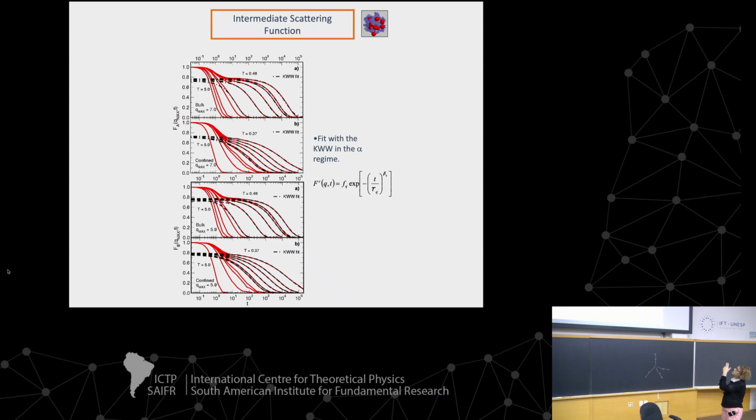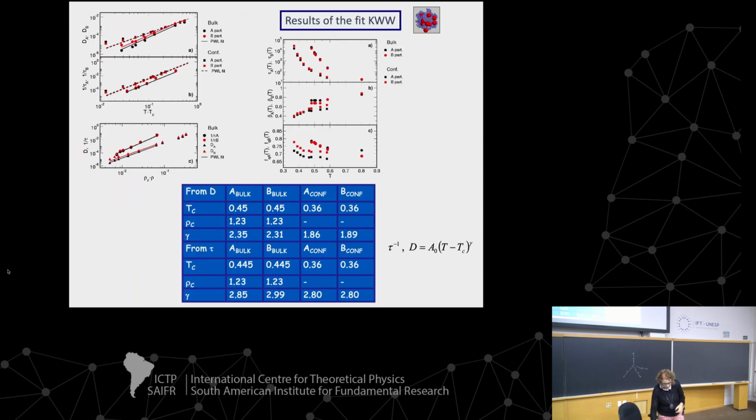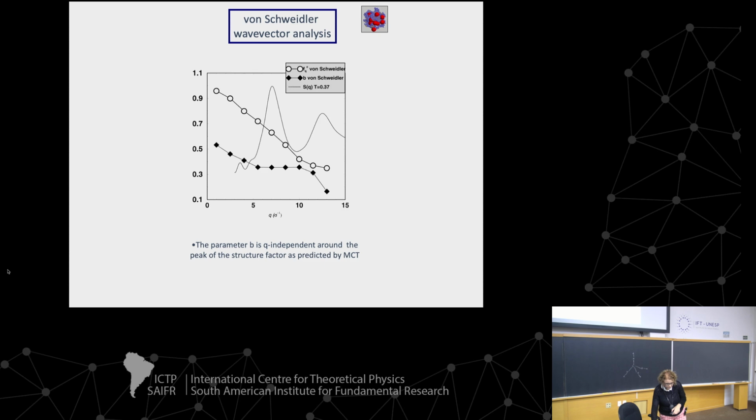Okay, from the intermediate scattering function, we also did the fit in confinement, and we compared the parameters. We got results compatible with the bulk, with the only difference that we have more hopping here, so deviations show up before. This is the Kohlrausch, this is von Schweidler, and the time-temperature superposition that you see works very well for the curves. So we can say that mode coupling is still valid in confinement.